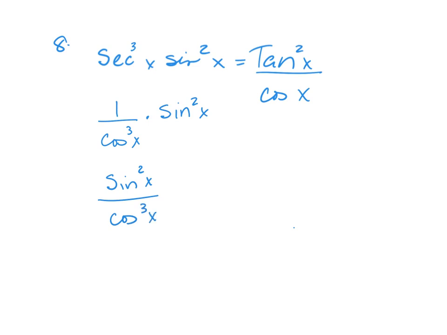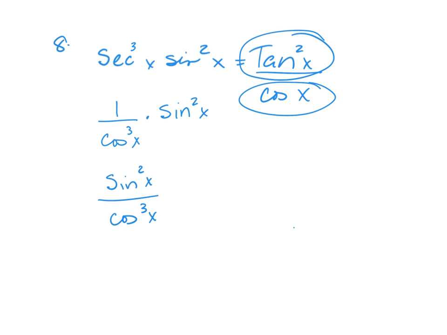So now I need to get a tangent upstairs and a cosine downstairs, right? Now I can start changing the right side, or I can make the left side look like the right side. And either way is perfectly fine with me. You just can't move anything from the left to the right or the right to the left. But you can change it.